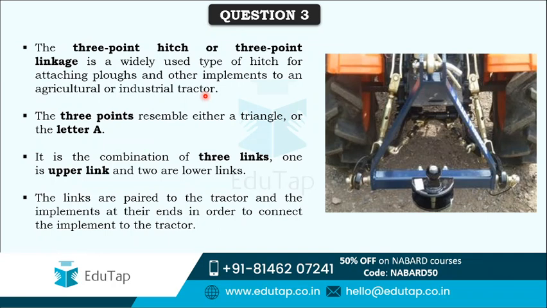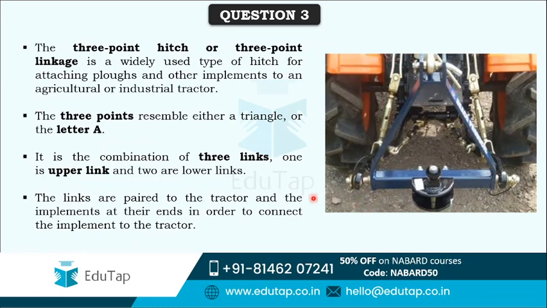So through these linkages, plows or other implements are attached to the tractor, and these 3 points resemble either a triangle or the letter A. So as you can see in this picture, this is a triangle type hitch. That's why this is known as 3-point hitch or 3-point linkage.